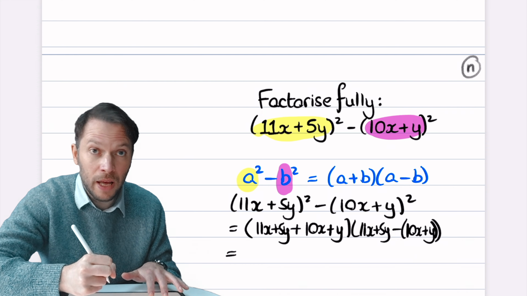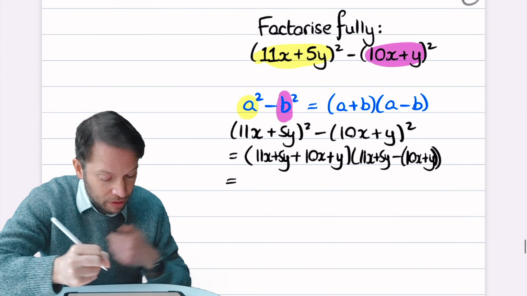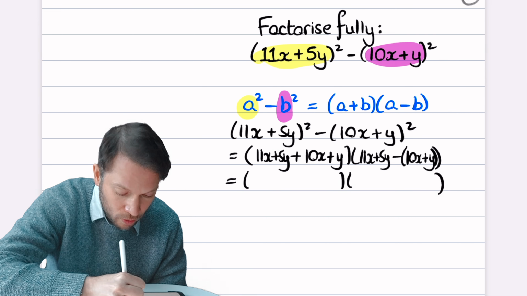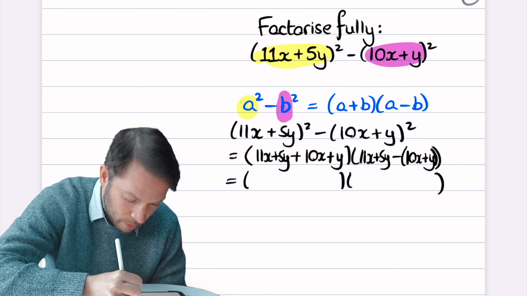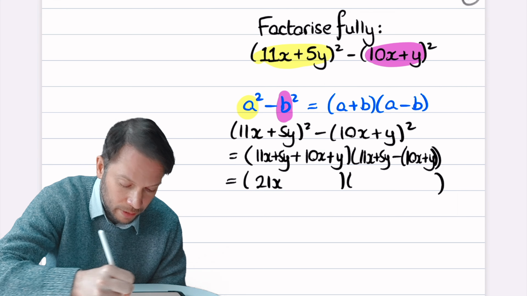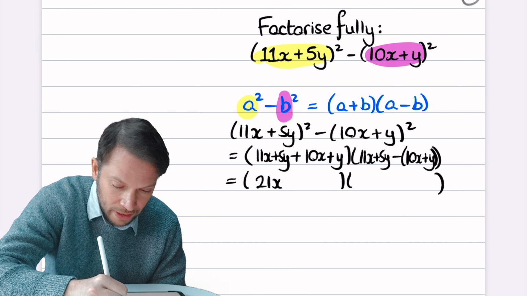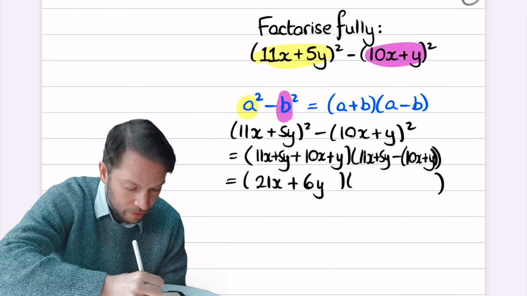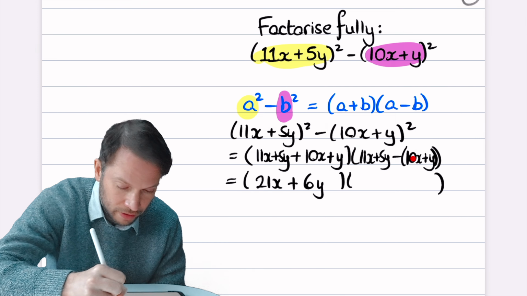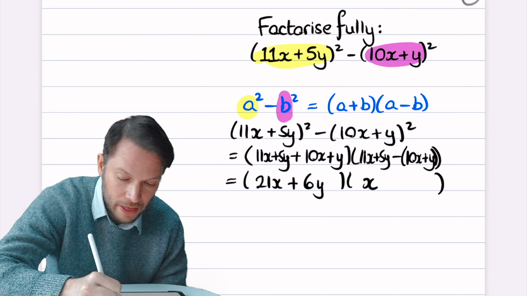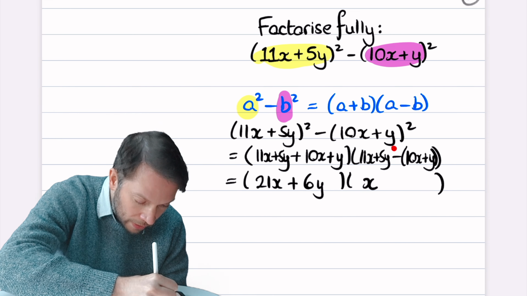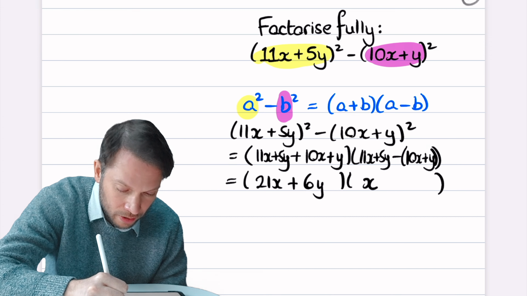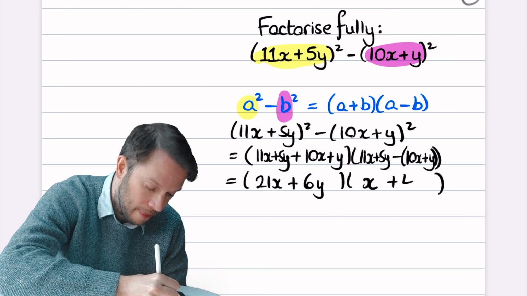We can now just simplify each of these two big brackets. So let's simplify the first bracket by collecting like terms. We've got 11 lots of x plus 10 lots of x. That's 21 lots of x. And then we can see we've got 5 lots of y plus a lot of y, which is 6 lots of y. And then the second bracket, we've got 11 lots of x minus 10 lots of x, which is just 1 lot of x. And then we've also got 5 lots of y minus a lot of y. That's why we need the brackets. We're doing 5y minus a lot of y, which is plus 4y here.